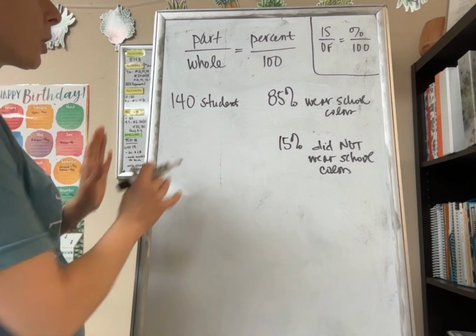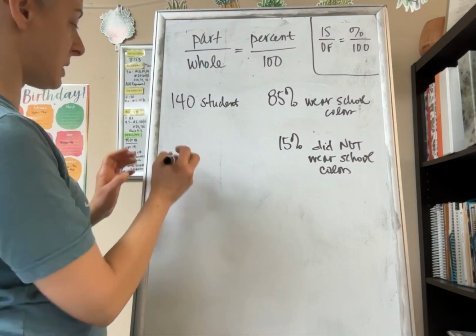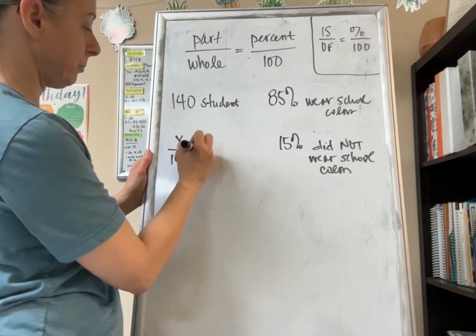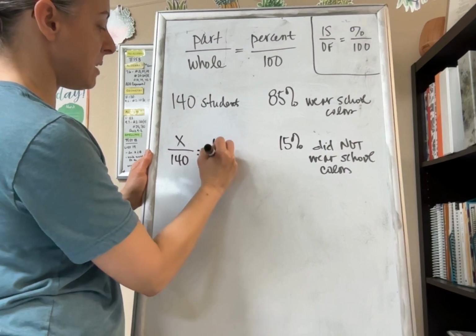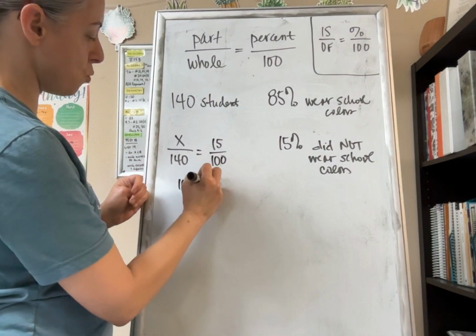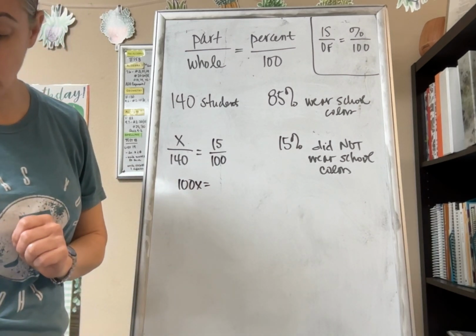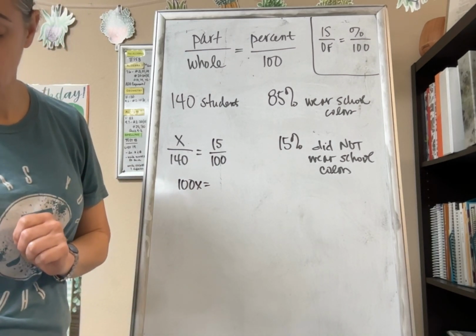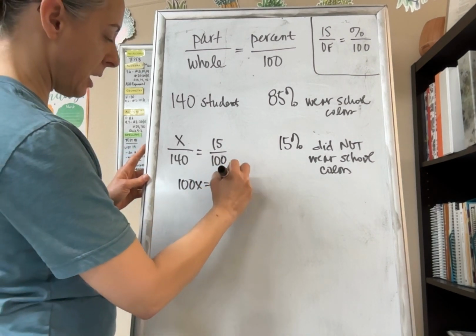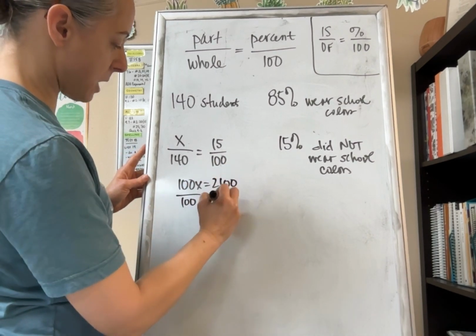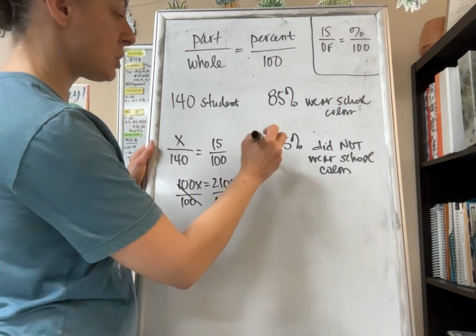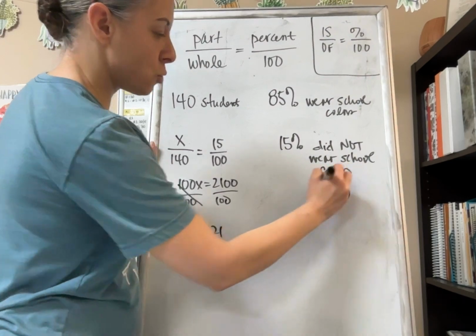So I'm going to work my problem with the 15%. I'm going to say how many students represent 15% of the whole. Cross products gives me 100x equals, let's see, 2100. And then I'll divide both sides by 100 and see that 21 students did not wear school colors.